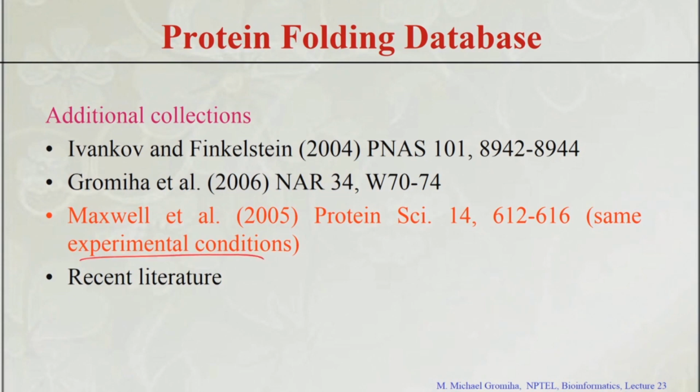Then currently there are several other literatures and reviews that discuss the folding rates of proteins, and we now have more than 100 proteins whose folding rates we know. So, we have this data, and we can analyze what factors influence proteins to fold fast or to fold slow.